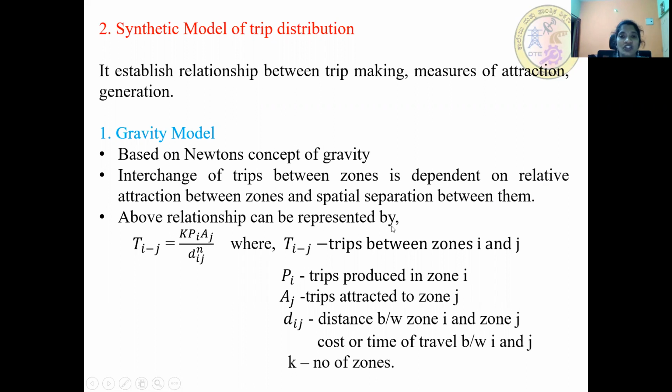So the above relationship can be represented by Tij = K Pi Aj / Dij^n, where Tij is trips between zone i and j, Pi is trips produced in zone i, and Aj is trips attracted to zone j. Dij is the distance between zone i and zone j, depending upon the cost or time of travel between the zones. And K is the number of zones.